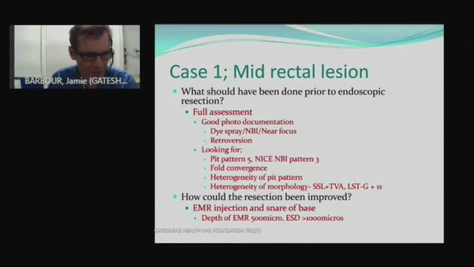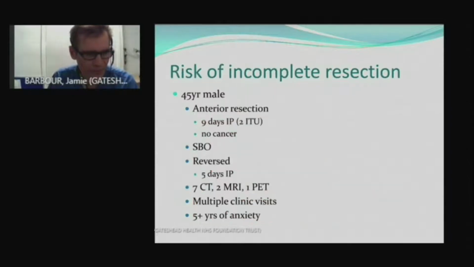And how could it have been improved? Well, certainly injection into the base and using a snare down with the normal tissue is standard practice and good practice. And certainly in the rectum, if there's any suspicion of malignancy, then you should certainly be considering en bloc resection. And this chap actually went on not to have any cancer, but had an anterior resection. And this is the sort of thing that I've been put on the earth to try and avoid. And you know, he still looks back on that time with difficulty.